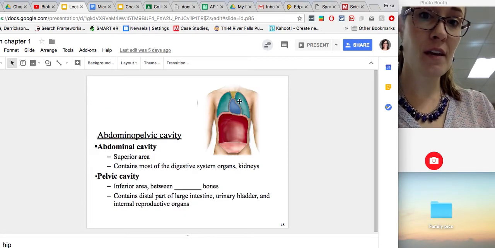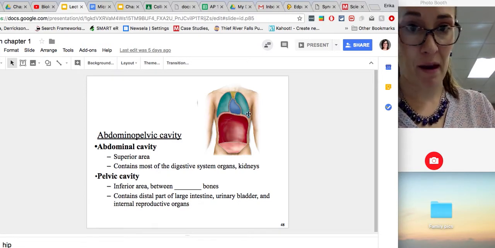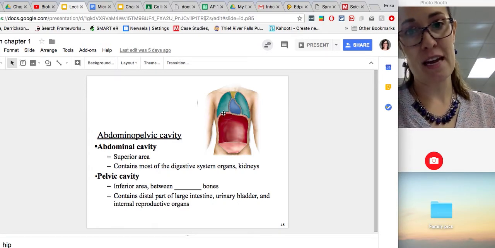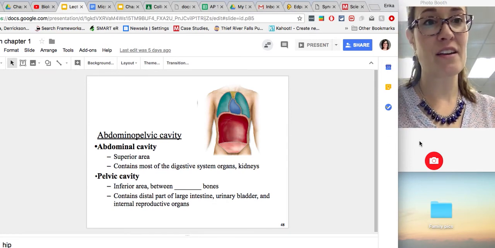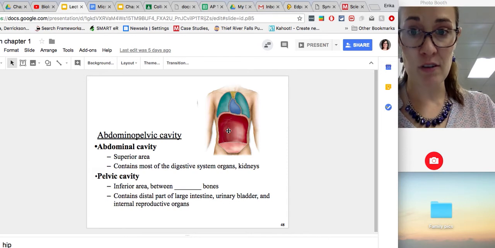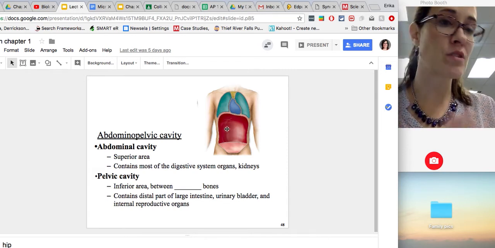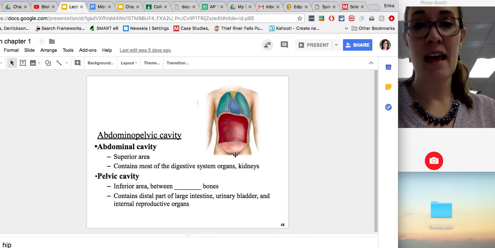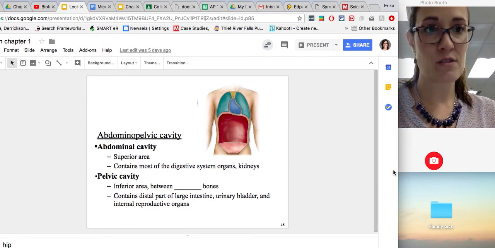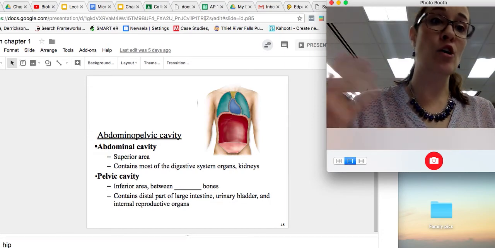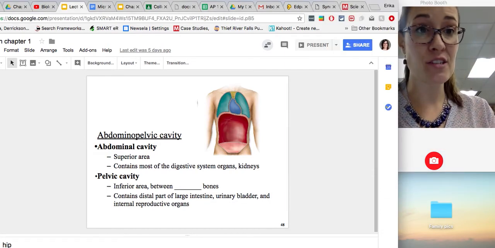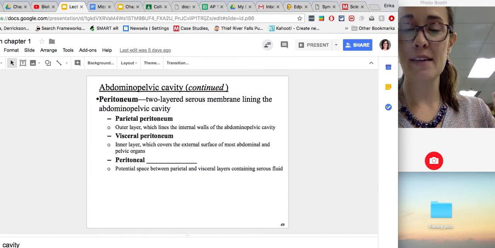So we talked about the thorax. There is the diaphragm right there. And beneath the diaphragm, that muscle, is the abdominopelvic cavity that's subdivided into the abdominal in red. This contains most of your digestive organs, your kidneys, and then your pelvic area between the hip bones. So it's protected by bone, your reproductive organs, your bladder, okay, your internal reproductive organs, that is.